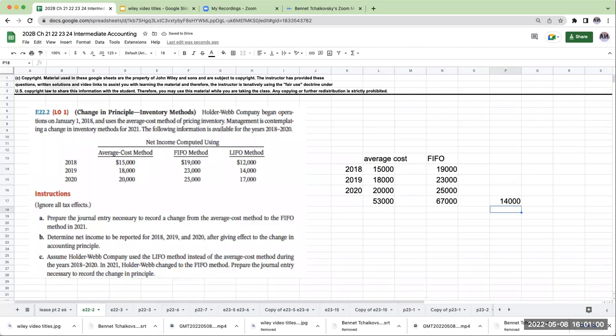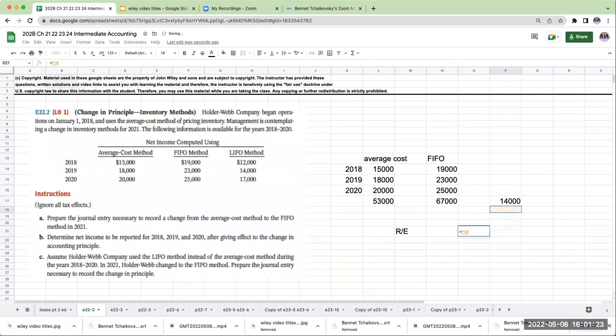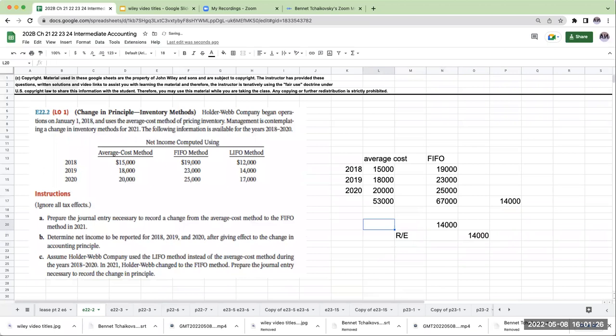So if my net income is increasing, and these are for prior periods, because remember, we're doing this in 2021 to adjust my inventory. If my net income is higher, it means I was expensing a fewer amount of inventory and therefore increasing my retained earnings. So I'm going to credit retained earnings for 14,000. I'm going to debit inventory. So this is part A. This is the journal entry that I would record for a change from average cost method to FIFO.